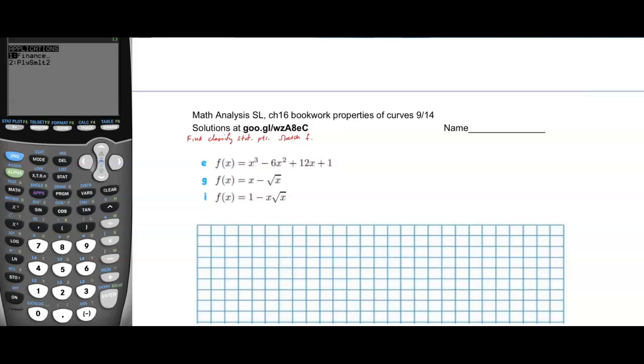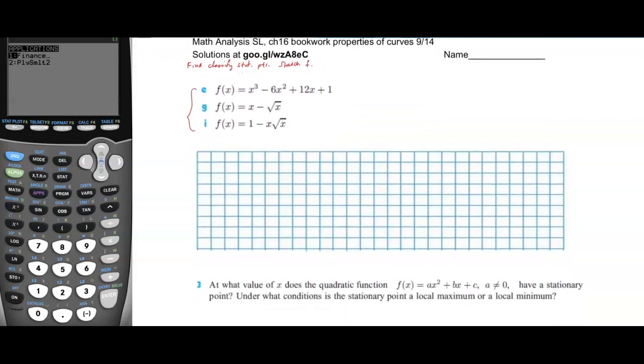Page 9 of Properties of Curves. We're going to continue on with the exercise we were doing on page 8. We're just going to take these three functions. We're going to find and classify their stationary points, and we're going to sketch each function.